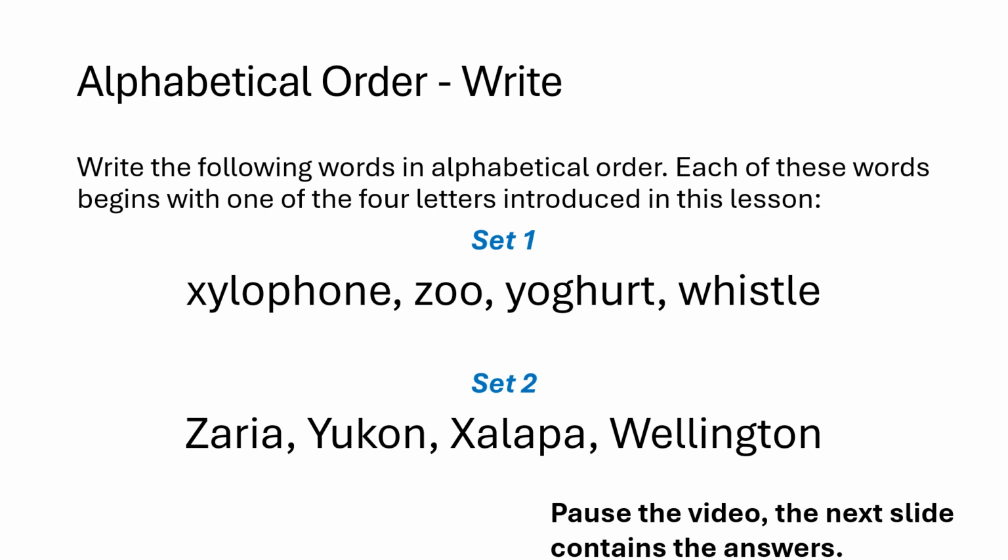Write the following words in alphabetical order. Each of these words begins with one of the four letters introduced in this lesson. Set 1. Xylophone, zoo, yogurt, whistle. Set 2. Zaria, Yukon, Jalapa, Wellington. Pause the video. The next slide contains the answers.